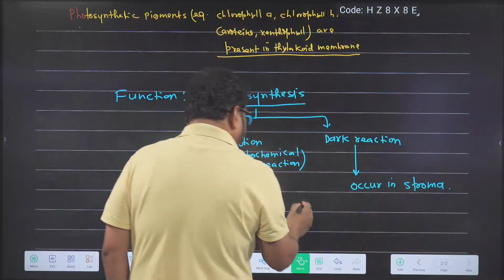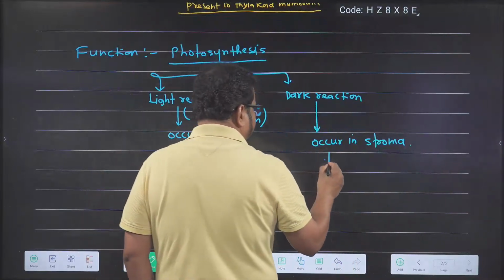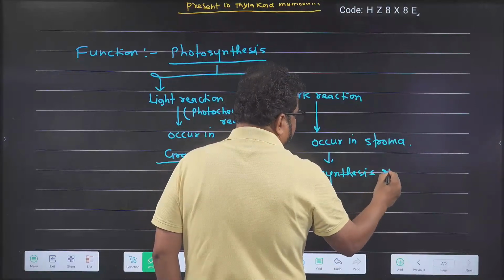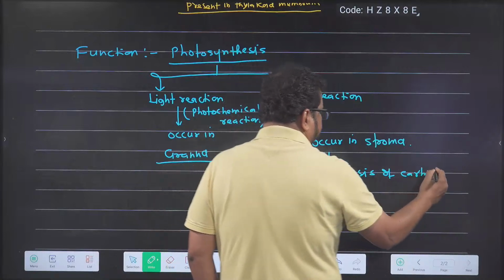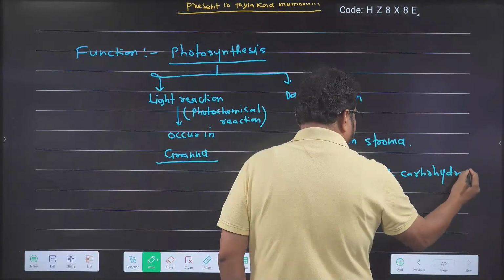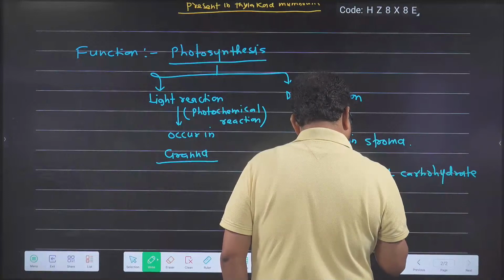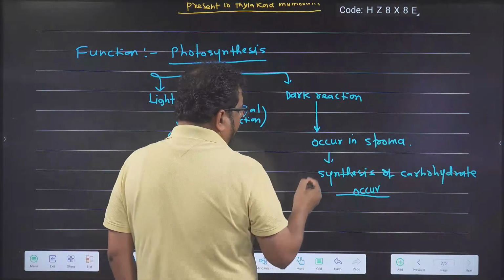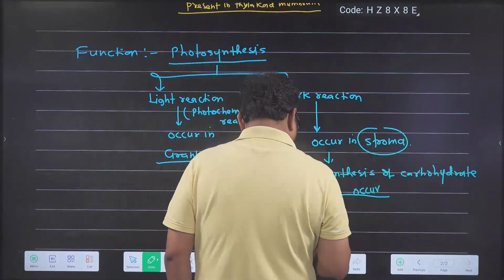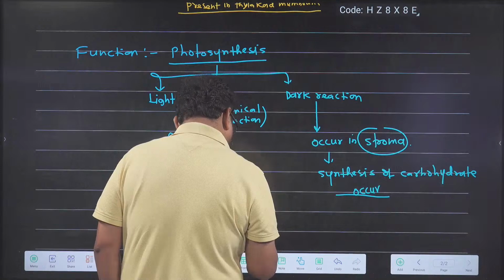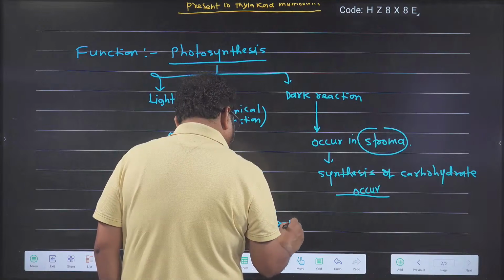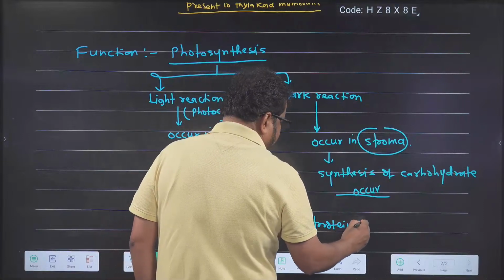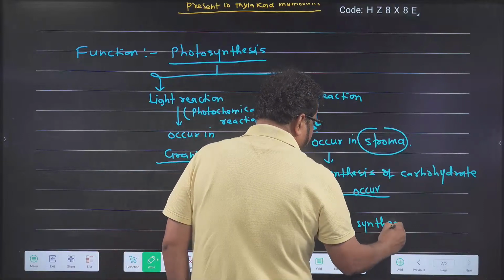And in dark reaction, what happens? Synthesis of carbohydrate occurs. Got the idea? Is it clear in the mind? Right? So carbohydrate synthesis occurs in stroma. In stroma, protein synthesis also occurs, because the enzyme for protein synthesis is also there, na? Stroma, protein synthesis also occurs.